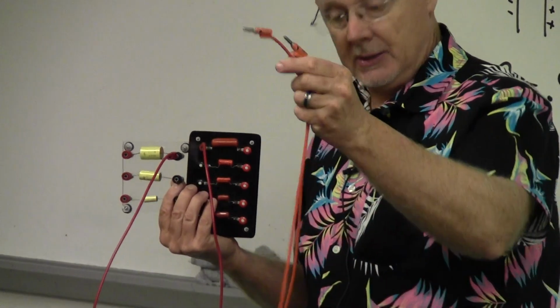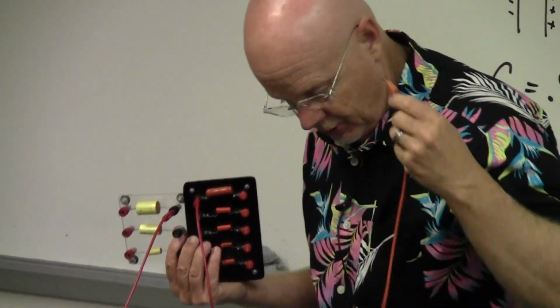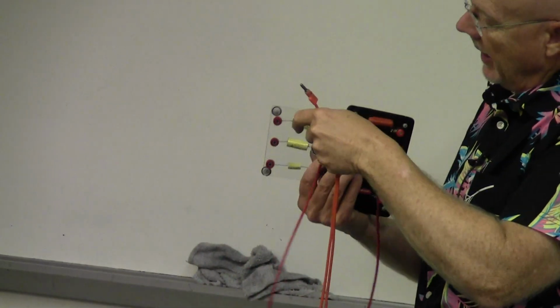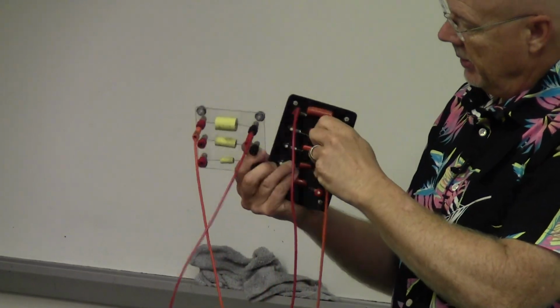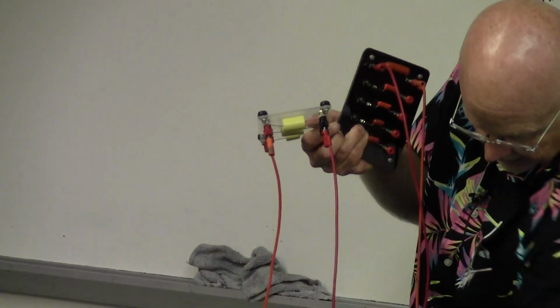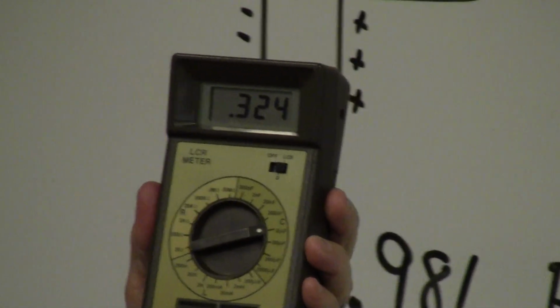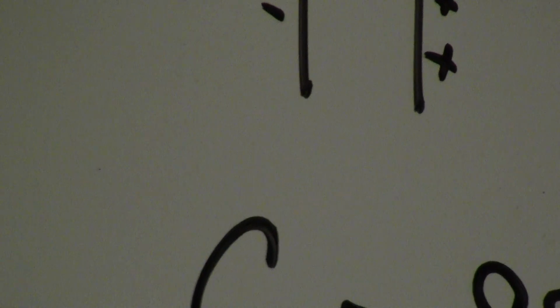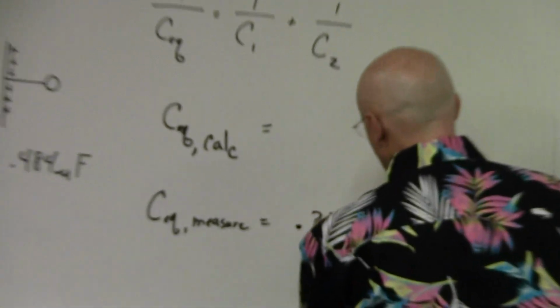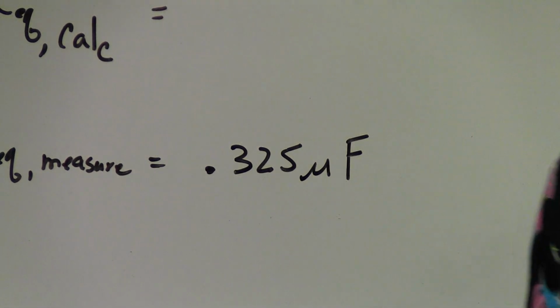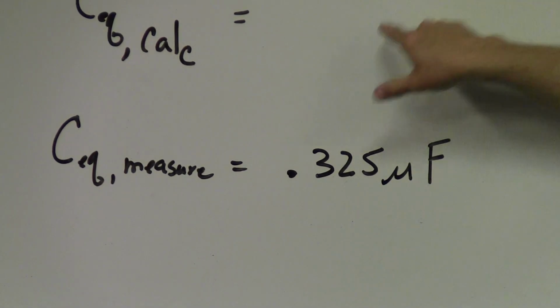So here's where I will then take my voltmeter, which I sadly just pulled the wire out of. And if I can lift it up without breaking the meter, I can see the meter there. I will hook up the meter to one side and then the other. And then I will hold it up for you to see, and my measured value looks like 0.325 microfarads.